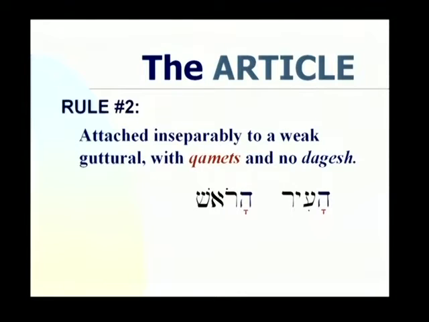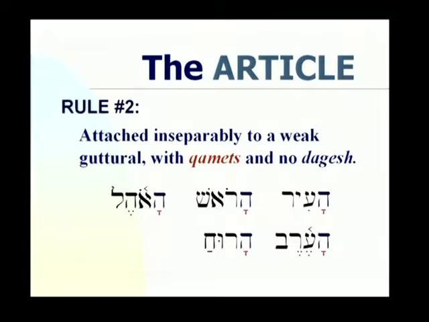Rosh means head. Ha-rosh means the head. Ohel means tent. Ha-ohel means the tent. Erev means evening. Ha-erev means the evening. Ruach means spirit. It can also mean wind. Becomes ha-ruach, meaning the wind or the spirit.